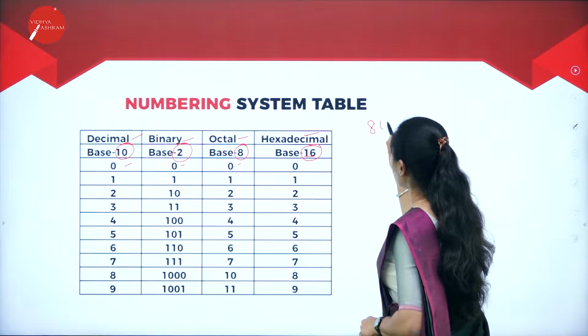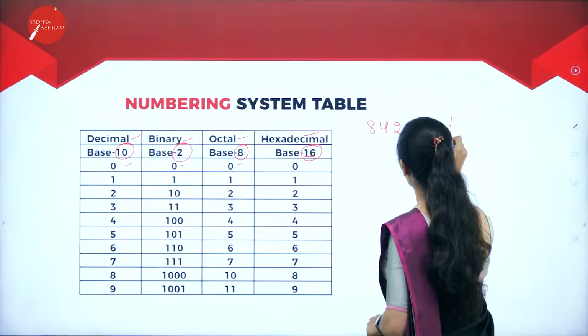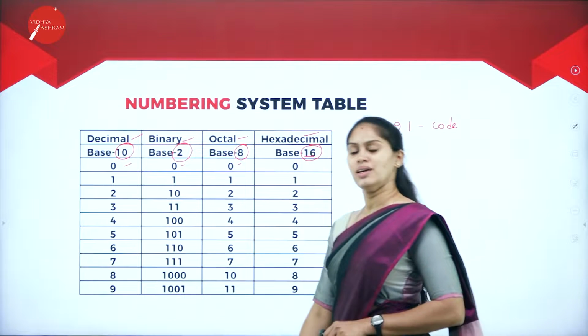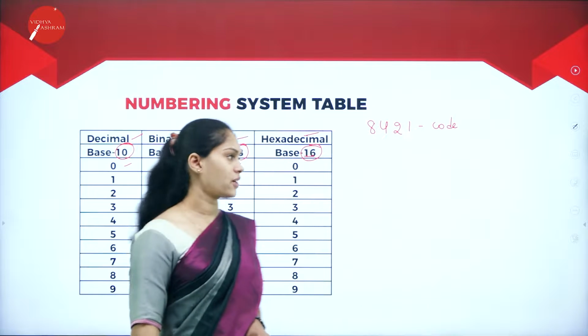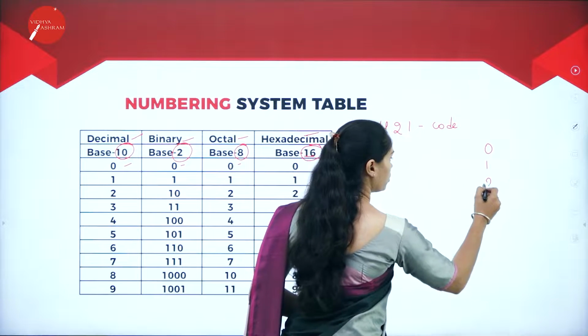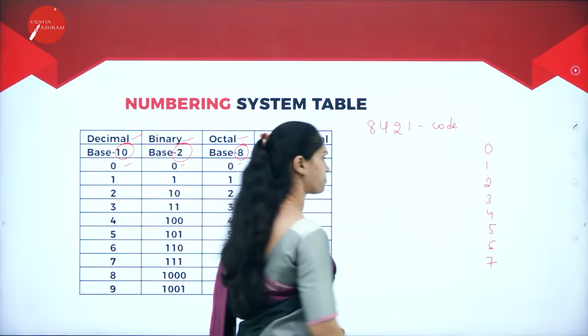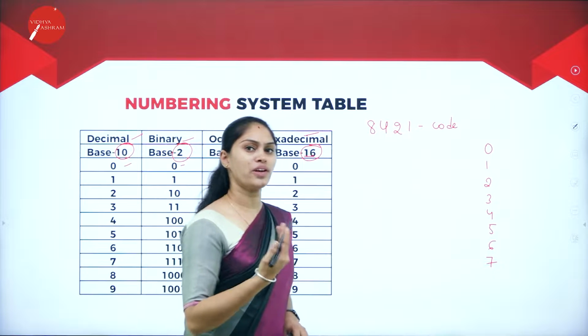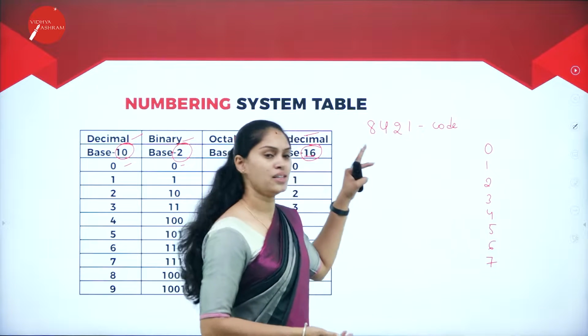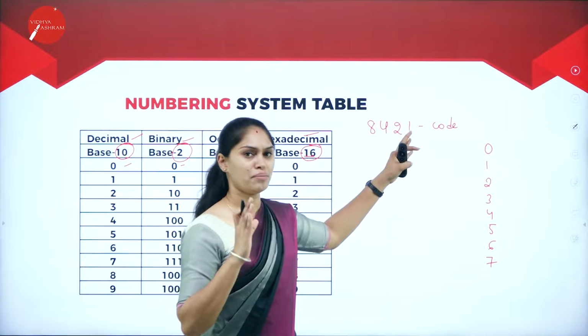So for that you have to follow the 8421 method, or 8421 code, or 8421 methodology, you can call it. Okay, so let me take one value. So 0, 1, 2, 3, 4, 5, 6, 7. Let me show you how we are going to represent any number with the binary number system. It has to follow the 8421 code or methodology.